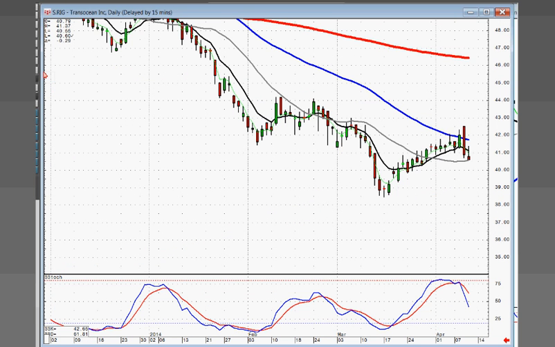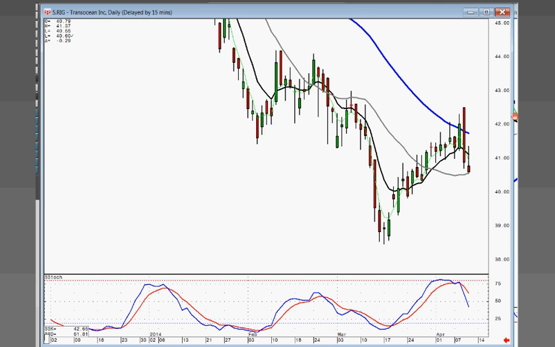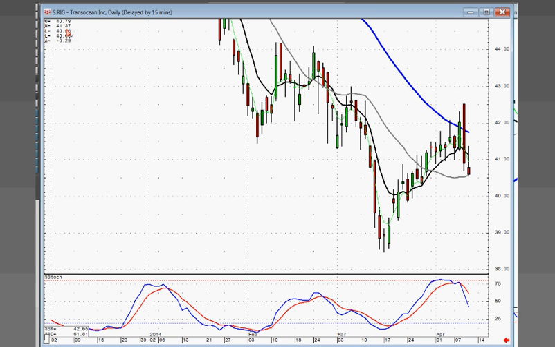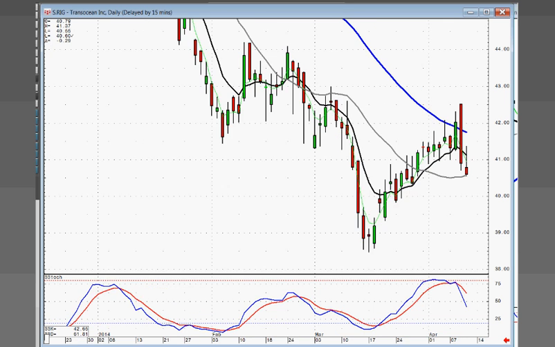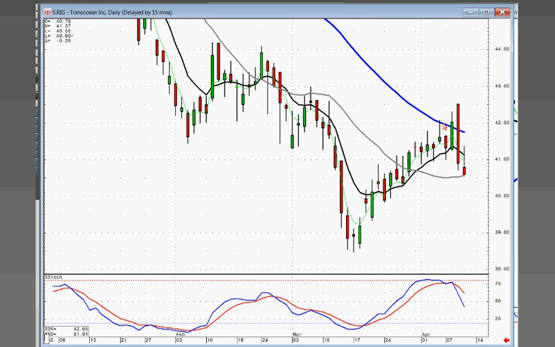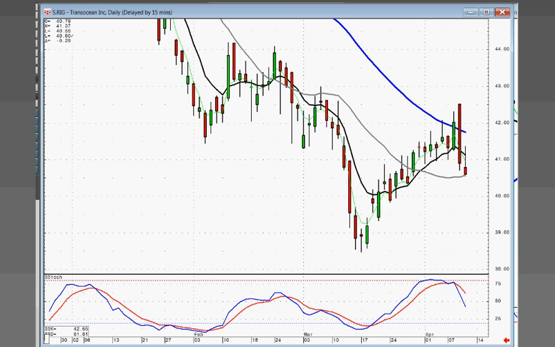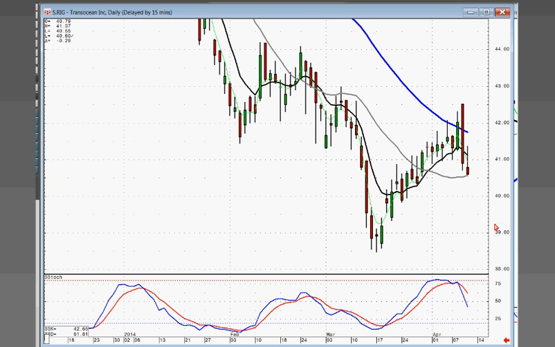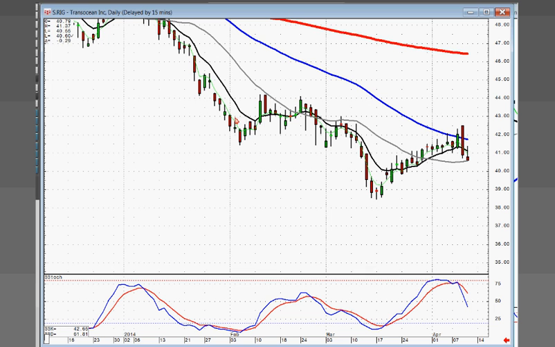RIG had this big... can everybody see this all right? RIG had this big bearish engulfing signal right at the 50-day moving average, and also right at this little trend channel, or a trend resistance level.